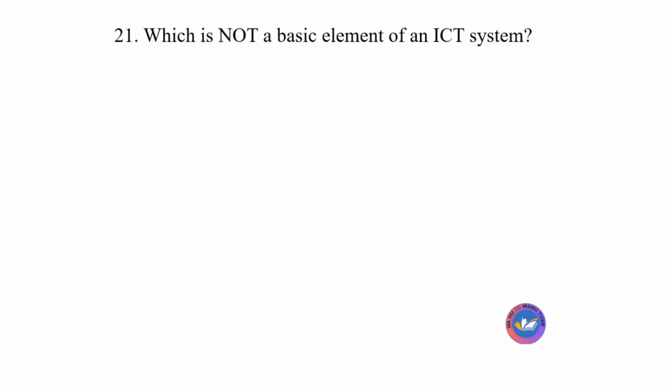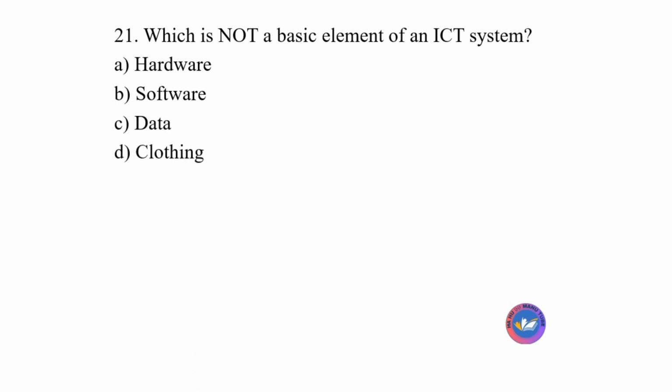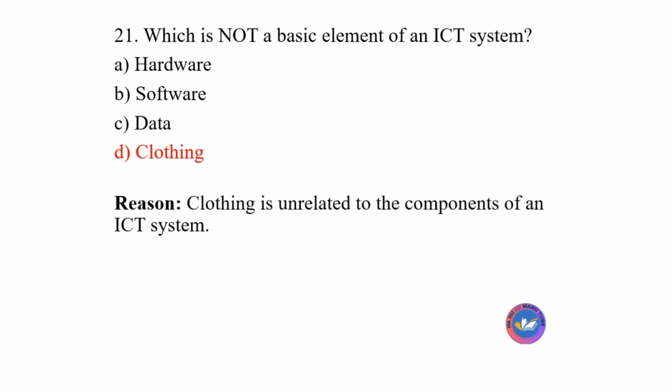Question 21. Which is not a basic element of an ICT system? A. Hardware. B. Software. C. Data. D. Clothing. The answer is clothing. Clothing is unrelated to the components of an ICT system.